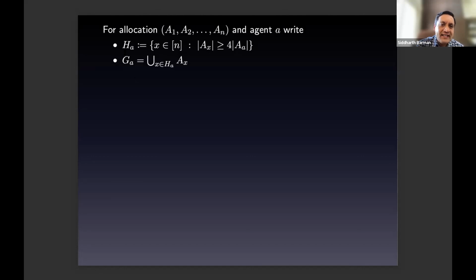Okay. And let G_A be the grand bundle. It will be the bundle of all such agents, right? So I look at all agents who have a really larger number of goods than you, and I club all their goods together. This is my set G_A. Okay. So is the definition clear?